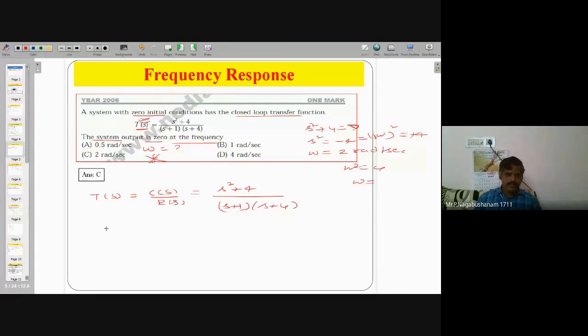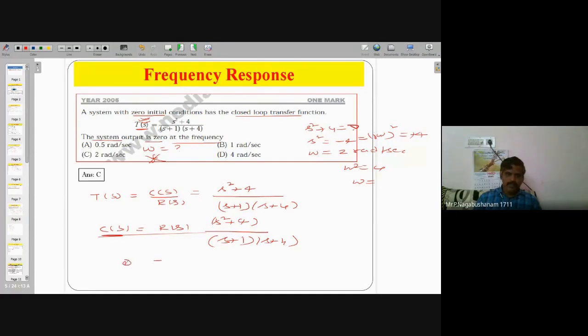Otherwise, as per the steps, I want system output C of s on the left side, send R of s to the right side: R of s times s square plus 4 divided by s plus 1 into s plus 4. Output C of s equal to 0 means input will never be 0. If input is 0, there is no system. Whenever you give input to any system, then only you get the output. If there is no input, it is meaningless. So input not equal to 0.